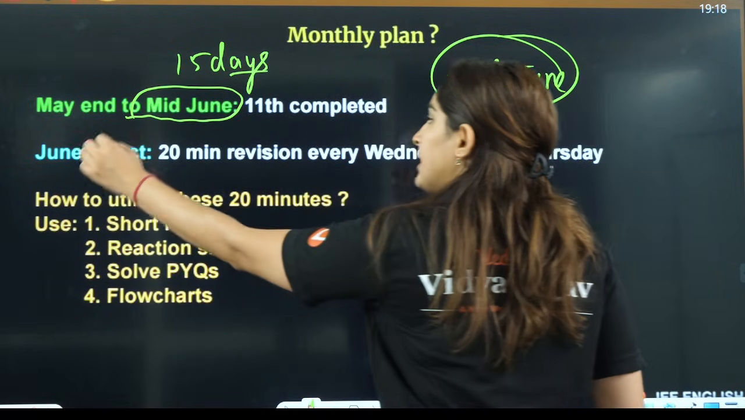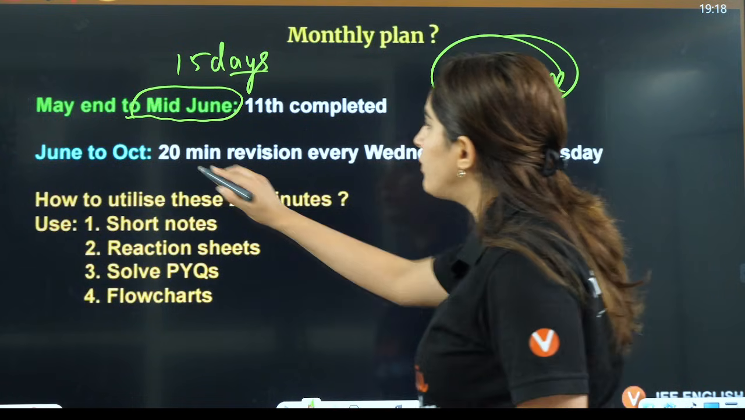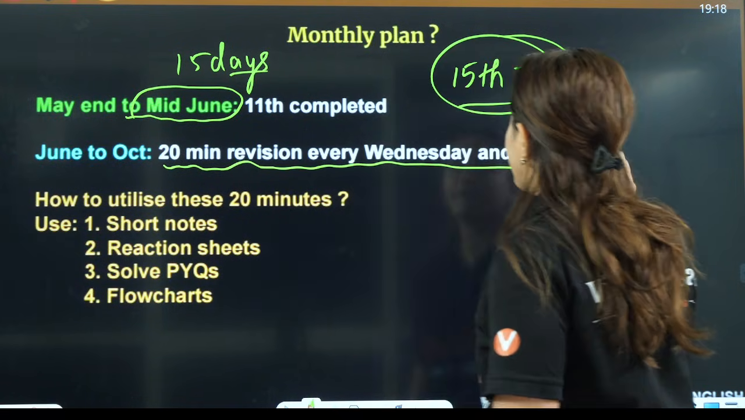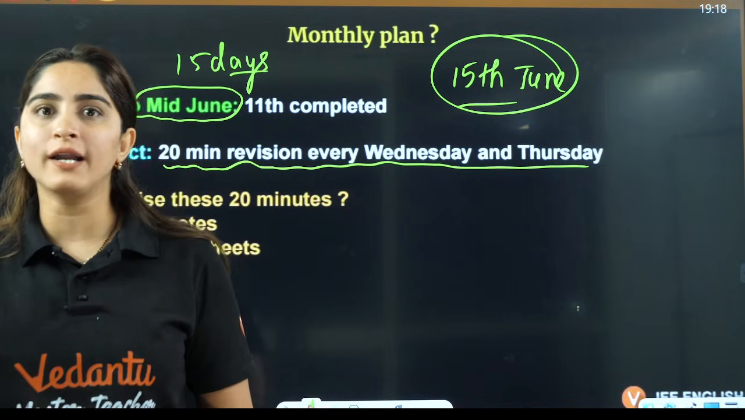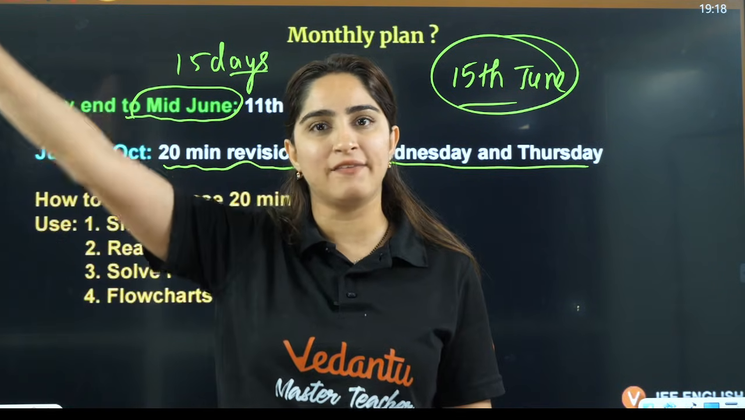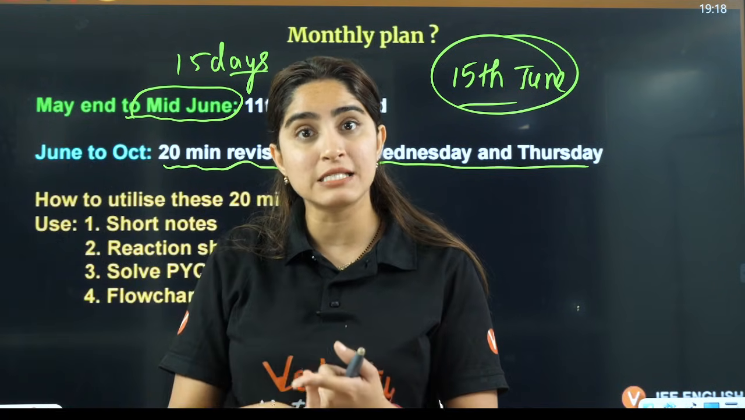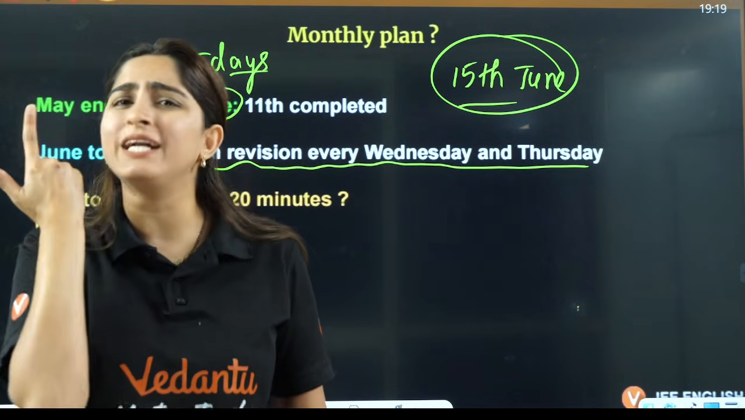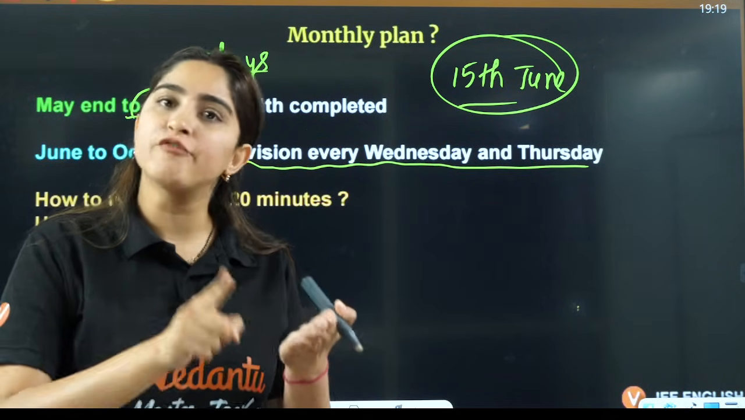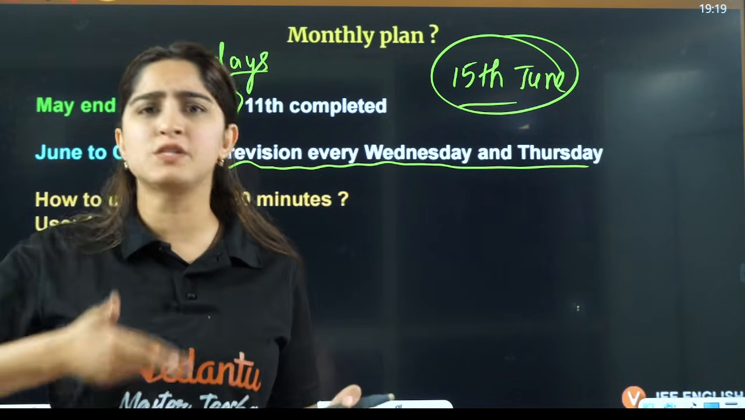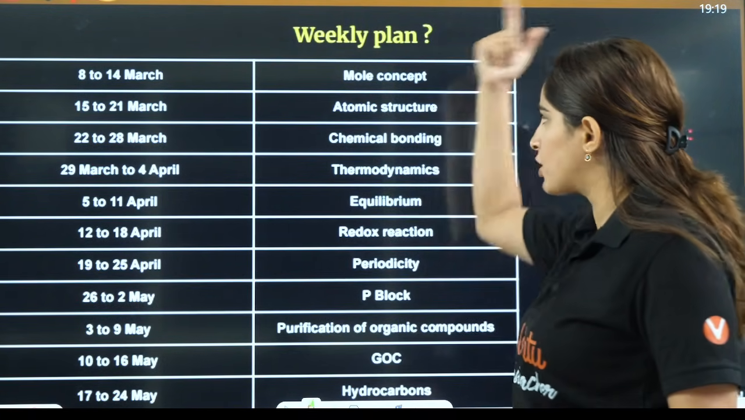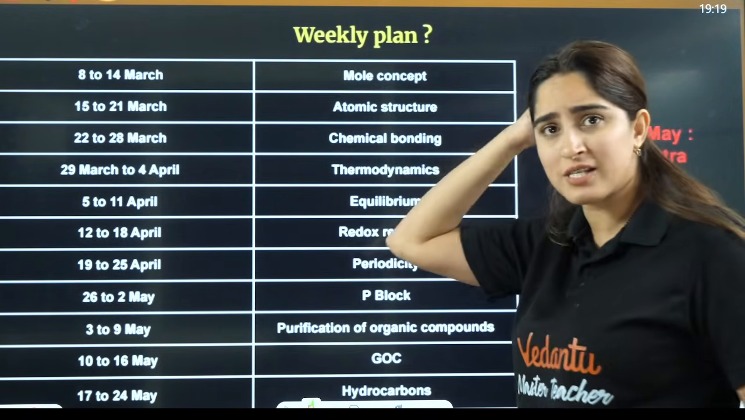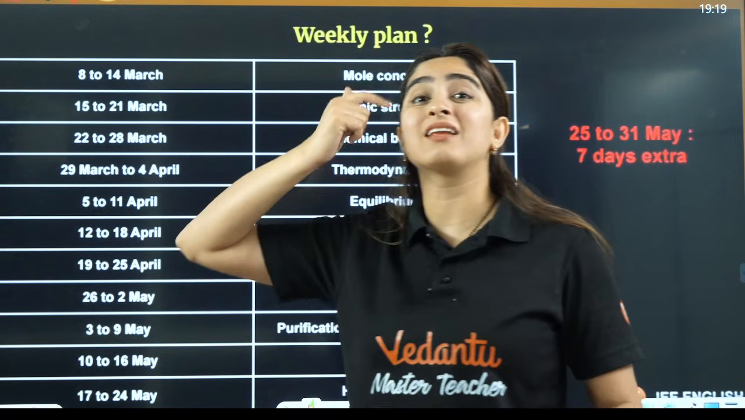Then from mid of June to October, you will do 20-minute revision every Wednesday and Thursday. Wednesday and Thursday are for chemistry, right? Now it's not like you say, okay, tata bye bye 11th class. No, on Wednesday and Thursday, again just pick out 20 minutes from your day and revise any chapter, maybe in the same sequence. You can revise 20 minutes of atomic structure, so that it doesn't get out of your head.